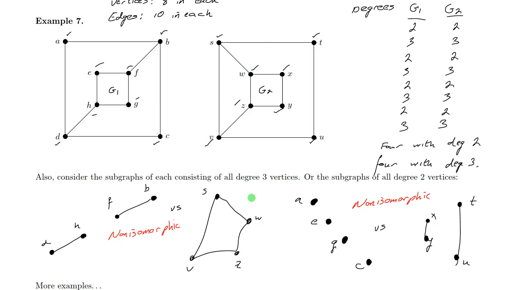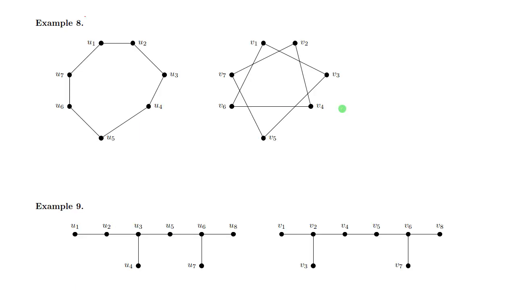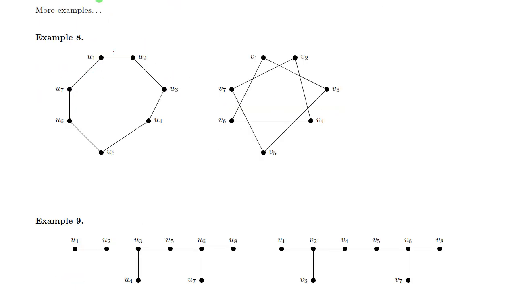Looking at a couple more examples. In this one, we can see that we have all degree 2 vertices. We've got the same number in both. Each of them have 7, just going through the index values. So looking at any subgraphs, that's not going to help me. I've got the same number of edges here as well.